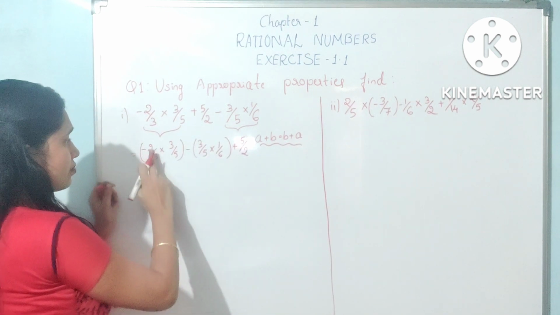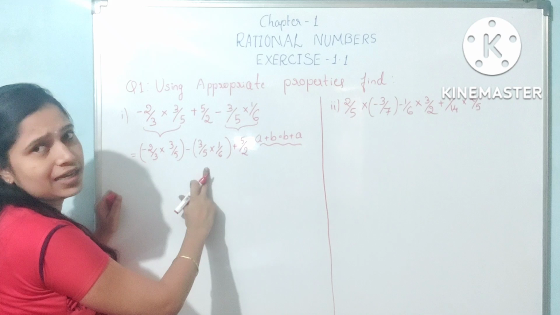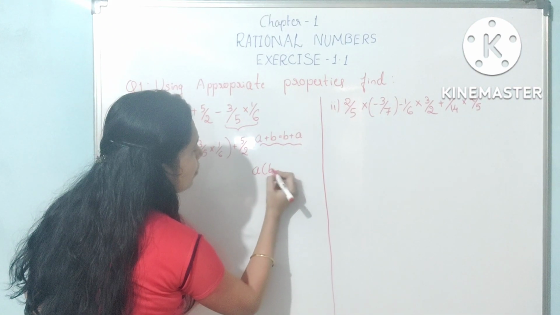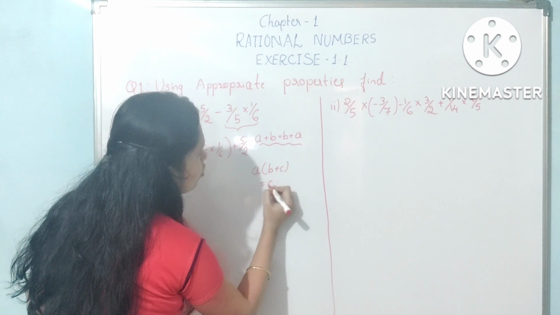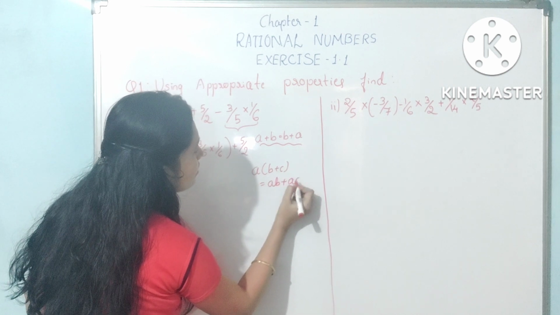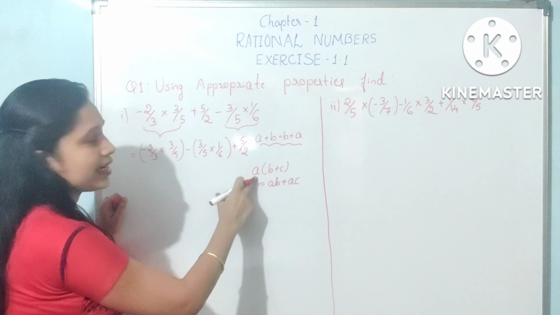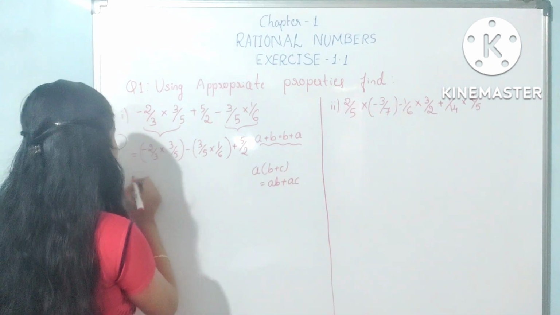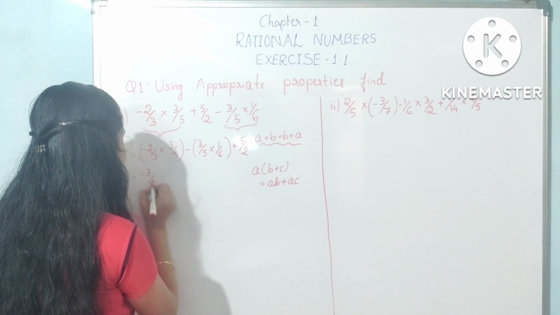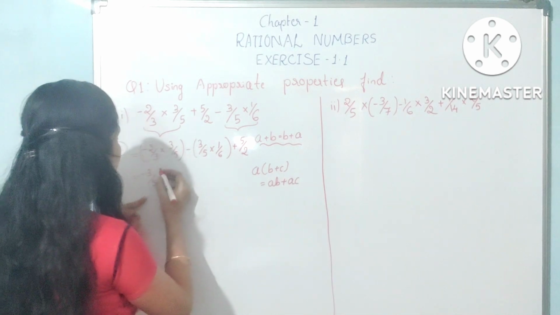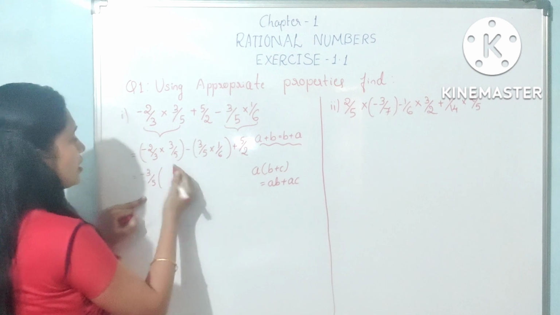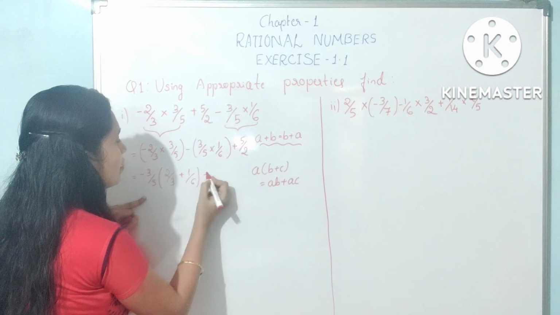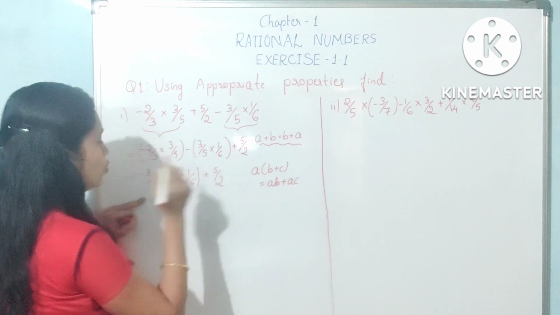See here, 3 by 5 and here 3 by 5 are common. Using our distributivity property, what it says, a of b plus c is equal to ab plus ac. So we can take a common, right? Here minus 3 by 5 is common. So let's take minus 3 by 5 out. Then what is the value that is remaining? 2 by 3 plus 1 by 6, plus 5 by 2.